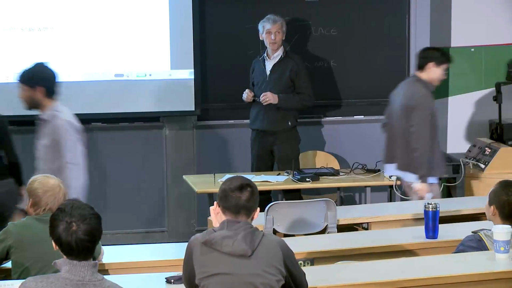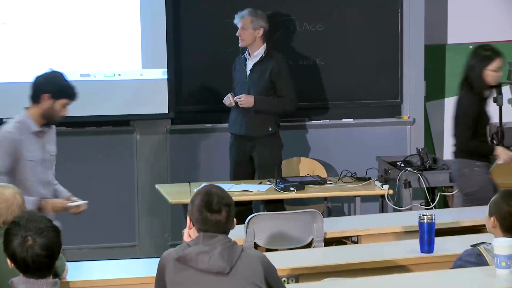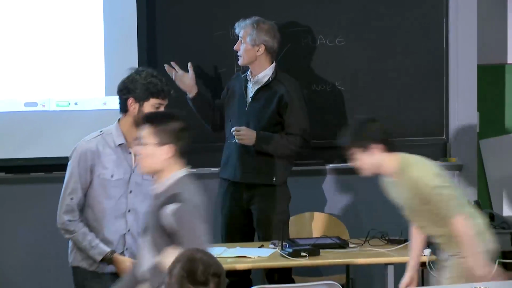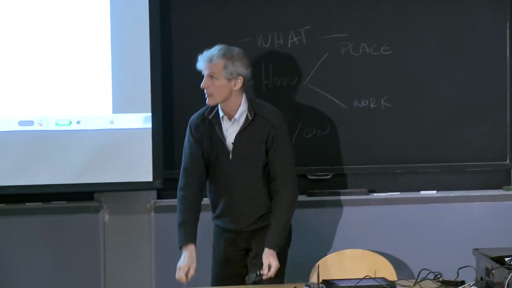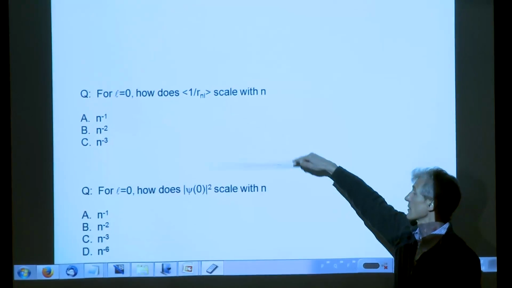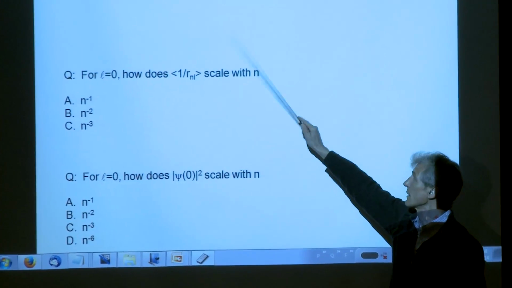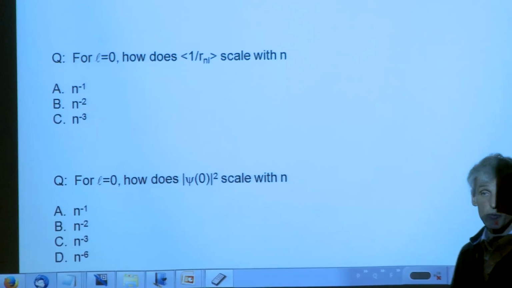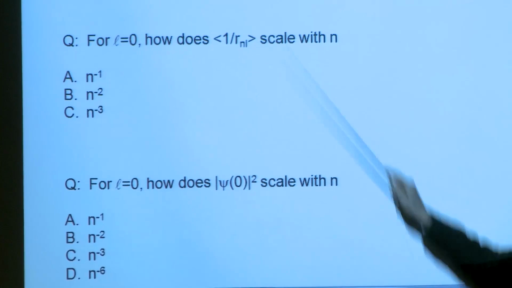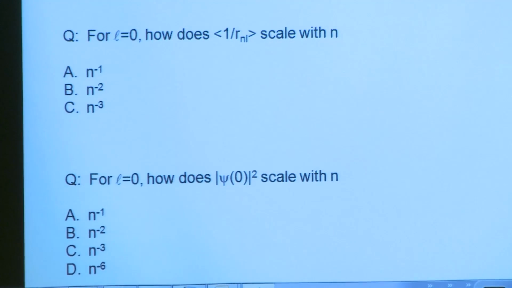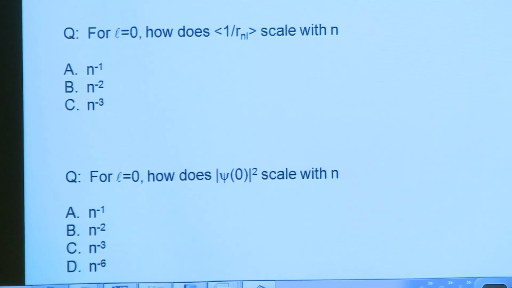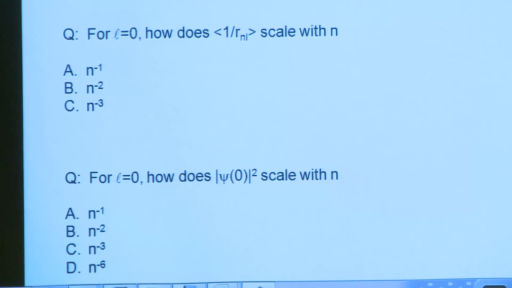So the first questions take us back to electronic structure. It's a question about how wave functions, how density and how inverse size scale with principal quantum number. So the first question is, how does 1 over r, 1 over the size of the electronic wave function, scale with n? 1 over n, 1 over n square, 1 over n cube.